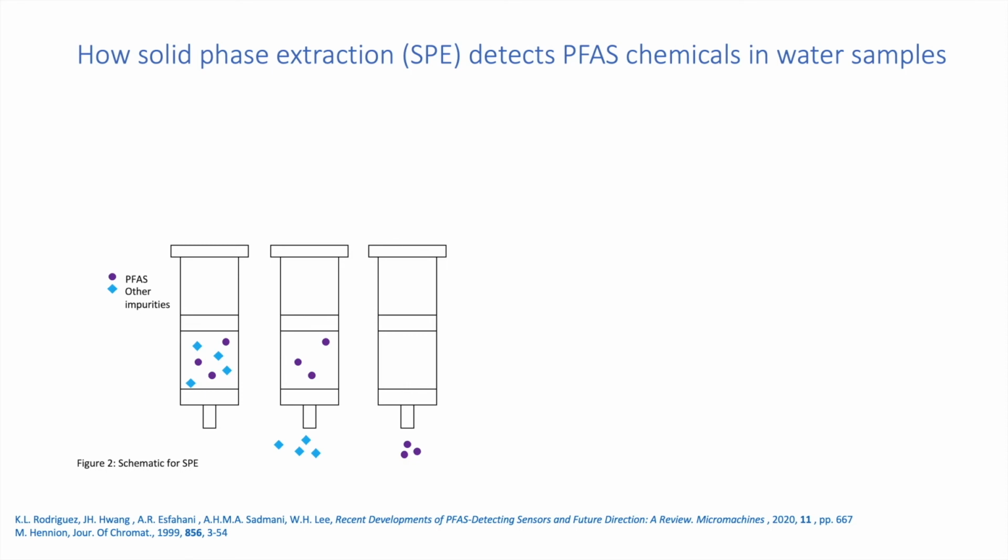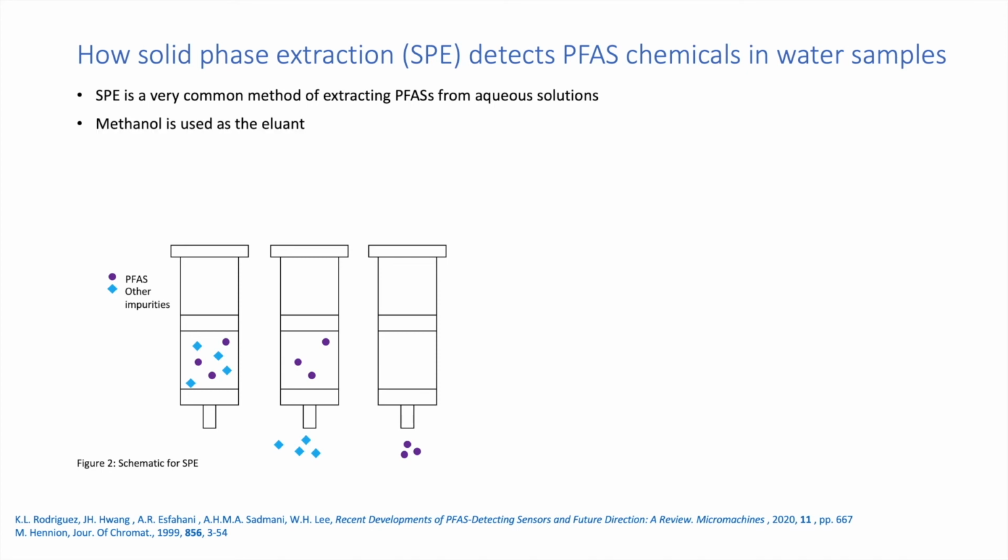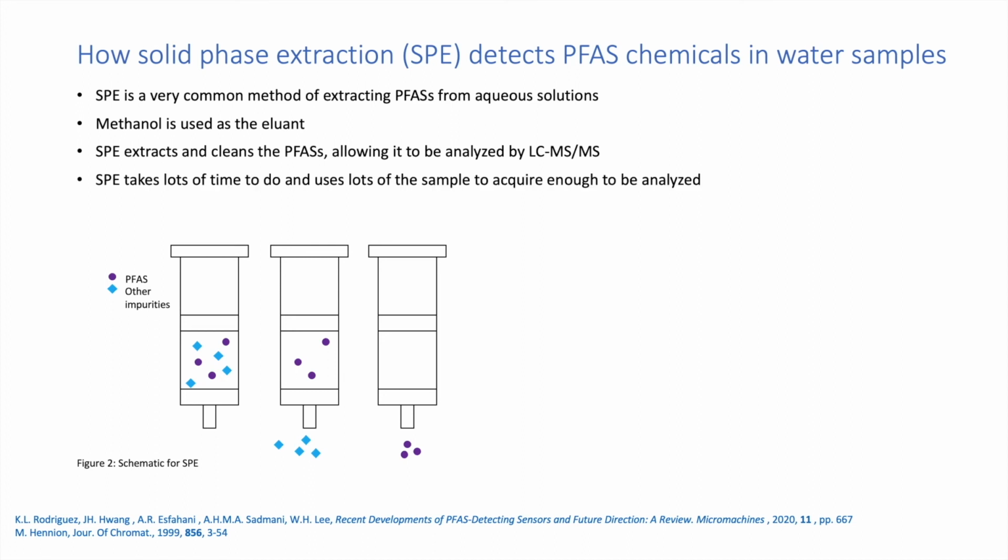This slide is on how solid phase extraction, or SPE, detects PFAS chemicals in a water sample. SPE is a very common method of extracting PFAS from aqueous solutions, and methanol is used as the eluent. SPE extracts and cleans the PFAS, then allowing it to be analyzed by LCMS. SPE takes lots of time to do and also uses lots of the sample to acquire enough to be analyzed.